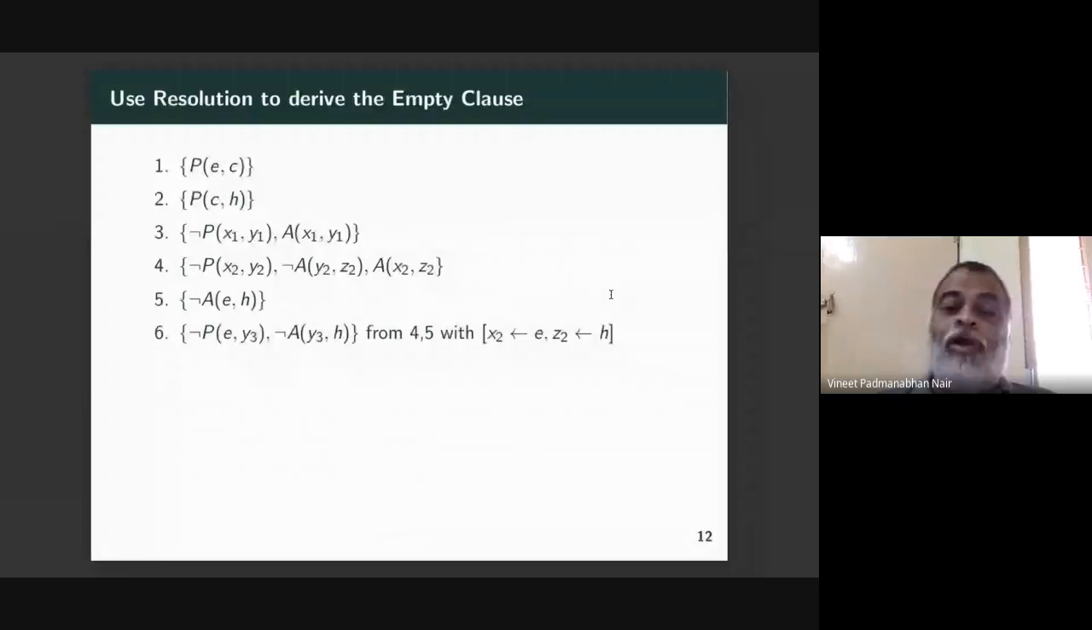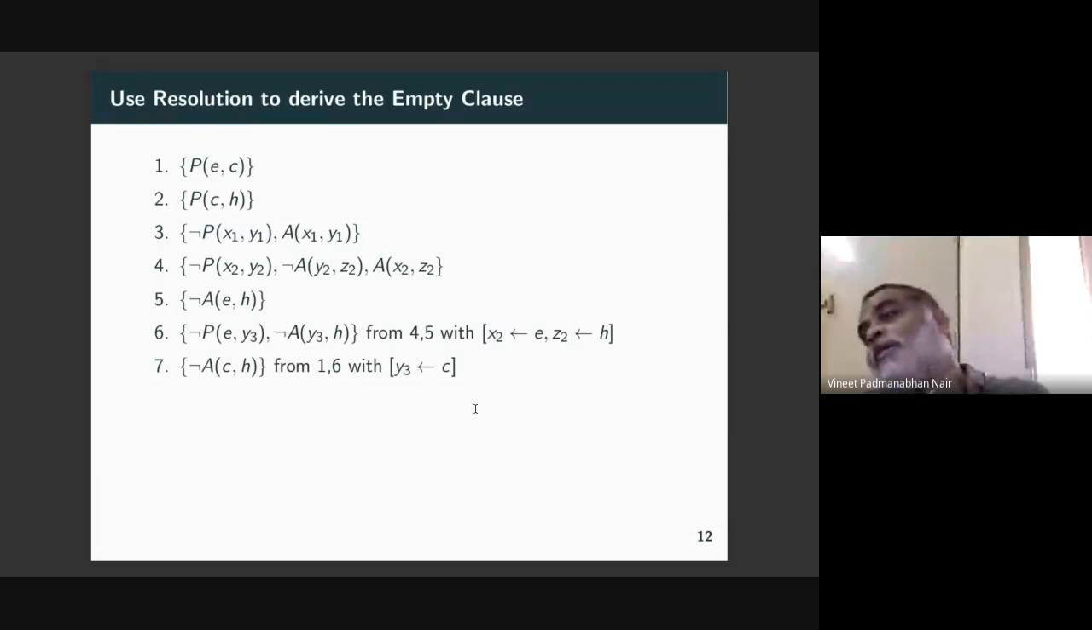Now I think you should be able to do the rest. C7: not A C H. You have taken 1, now you have taken 6. 1 has a positive P, 6 has a negative P. E and E is the same. So y3 you substitute with C, and then what you get is not A C H. Now can you complete that?